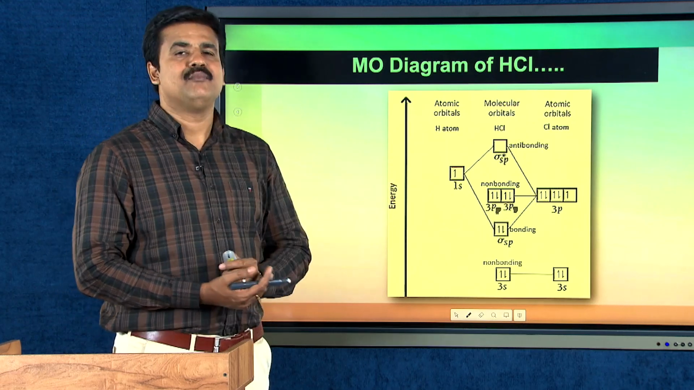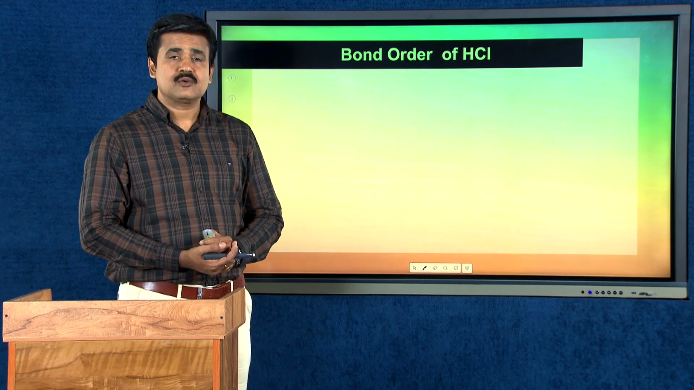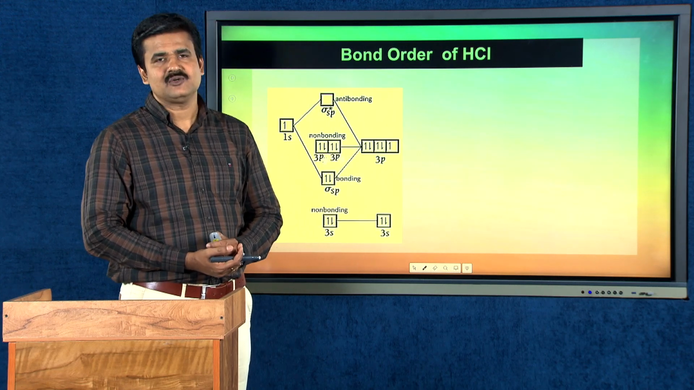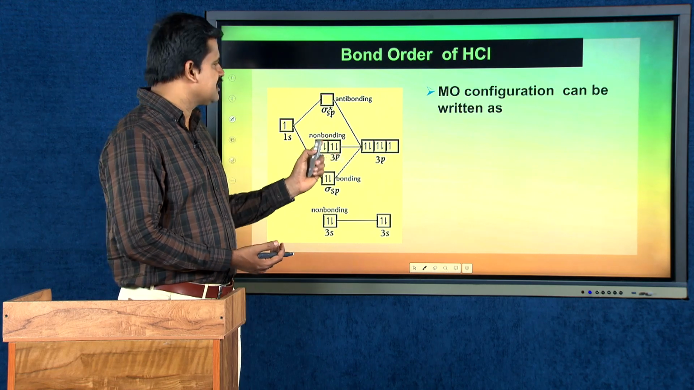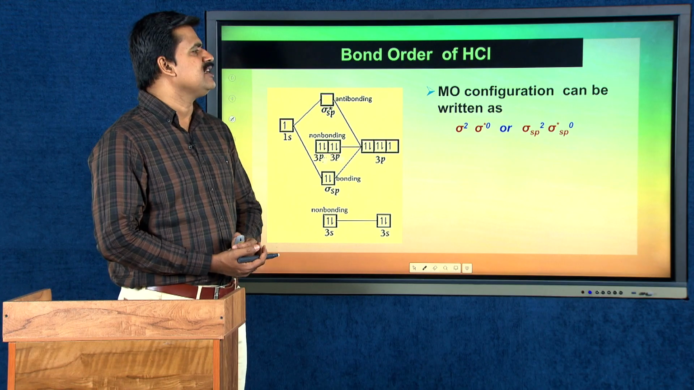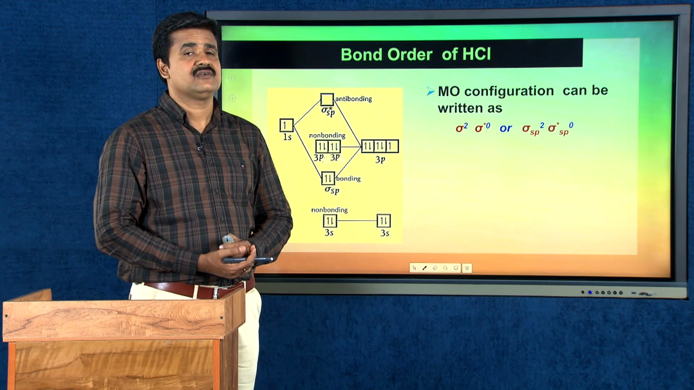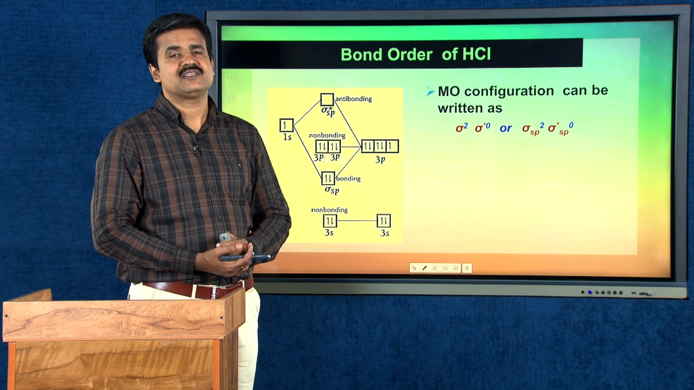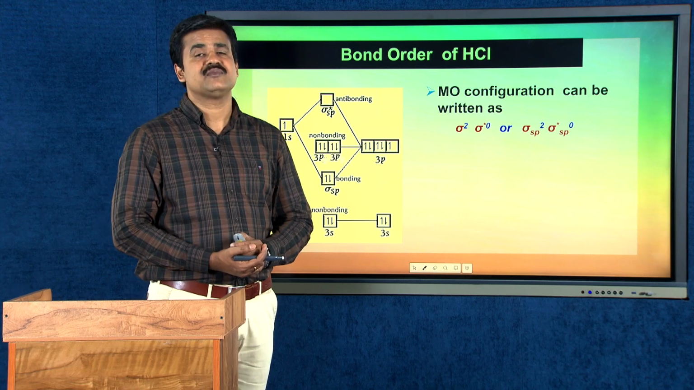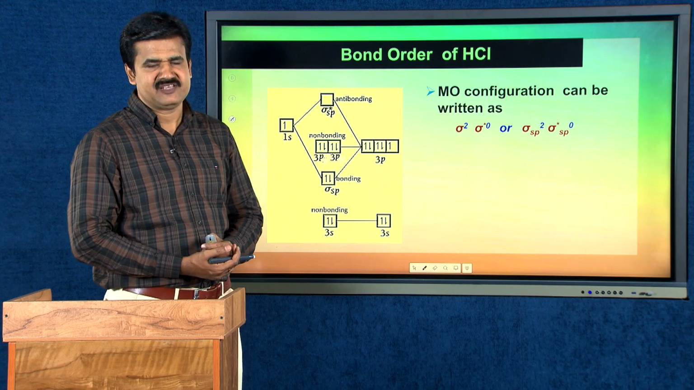So this is the MO diagram of the hydrogen chloride molecule, and based on this MO diagram, we can calculate the bond order of the HCl molecule also. The MO configuration can be written from this MO diagram as sigma 2 sigma star 0, or simply sigma sp2 sigma star sp0. The notation sigma sp is because the bonding MO is formed by the overlapping of the 1s orbital of hydrogen with the 3pz orbital of chlorine. So that bonding orbital is notated as sigma sp instead of sigma. Both notations can be used for convenience.